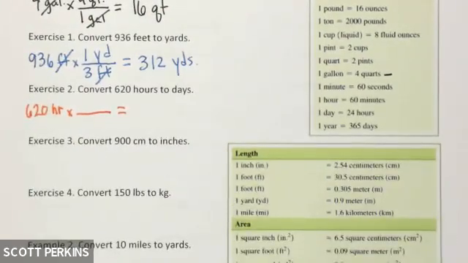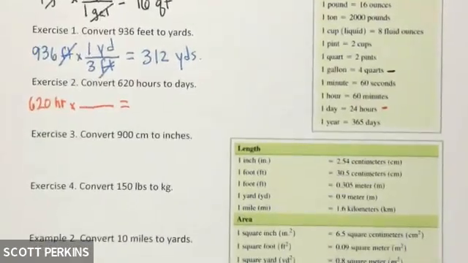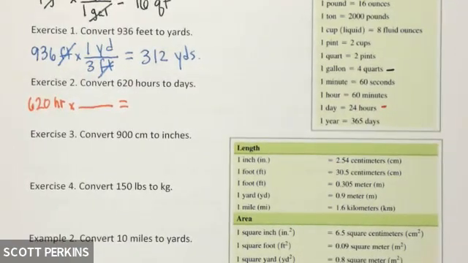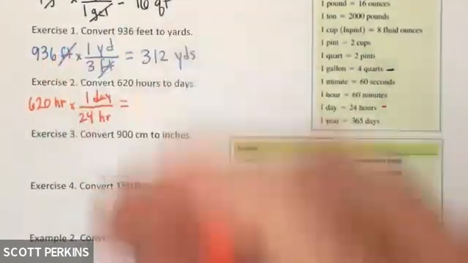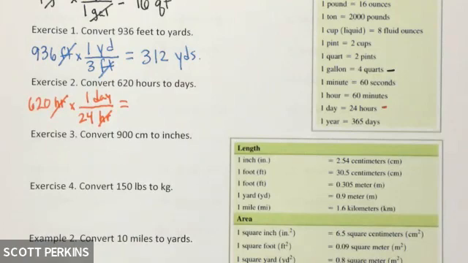All right, so this one starts off with 620 hours. If you needed the chart, 24 hours in a day, but we probably all knew that one. So where am I going to put the 24 hours? Where am I going to put the 1 day? Perfect. Well said. The 24 hours in the bottom, the 1 day in the top, and I put the hours in the bottom to cancel out with the hours with the 620. So again, that tells me to divide.